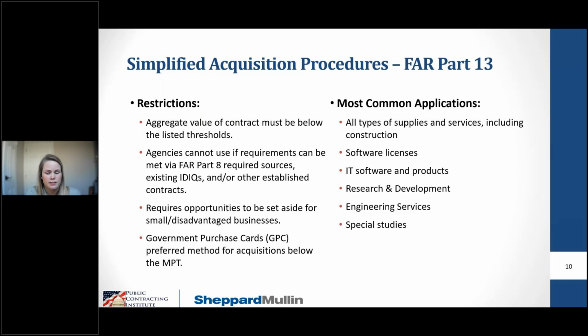Acquisitions under the simplified acquisition threshold are mandated to be set aside for small businesses unless the contracting officer makes a determination that fewer than 2 offers are available to meet the government's needs. And use of government purchase cards is generally preferred, if not necessarily mandated, particularly when acquisitions are below that micro purchase threshold, the $10,000 soon to be $15,000.